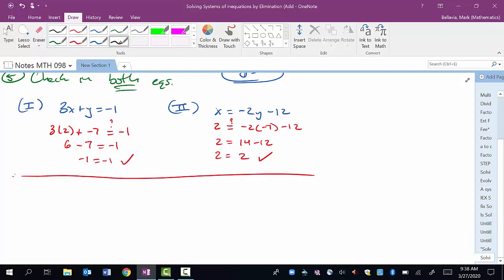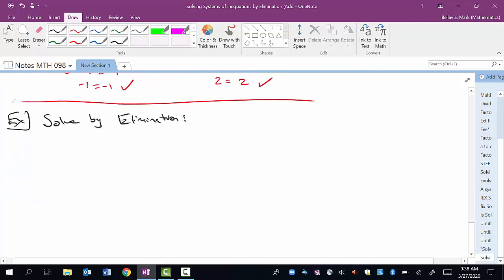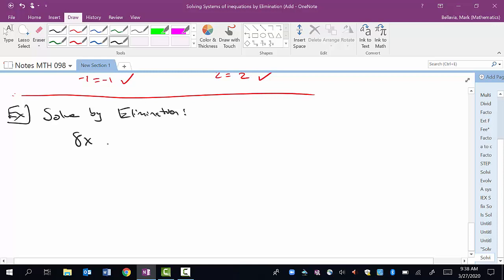All right, let's take a look at another example. Again, solve by elimination. We'll look at 8x minus 4y equals 12. I'll label that equation 1. And 2x minus 8y equals 10. We'll label that equation 2.